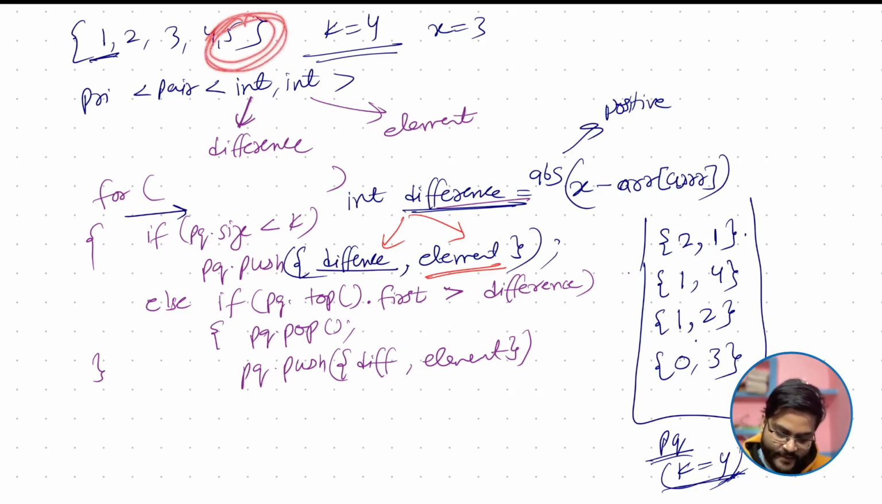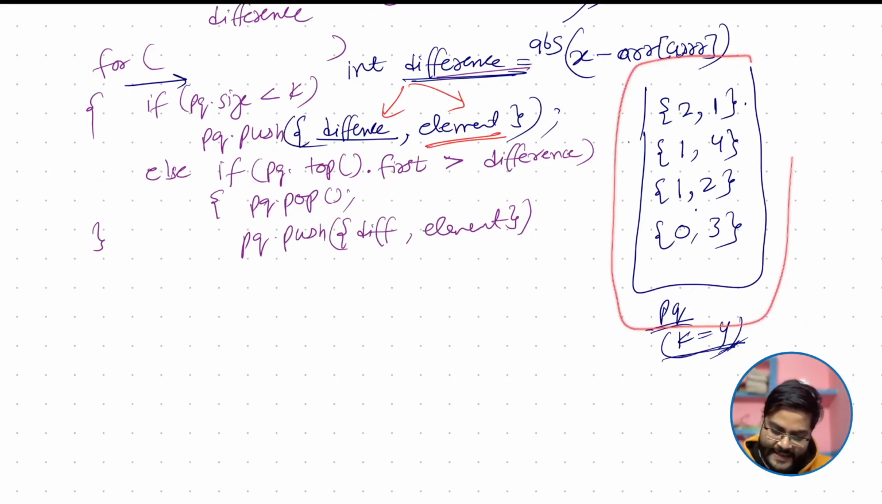Now while inserting 5, check the difference. 3 minus 5 will be 2, and here the top difference is 2, so it is not greater than the difference. So we will not push this. Even if you push it, it will be the same, but we will not push it, so this will remain the same. Now what I will do, I will iterate this priority queue, and these are our elements.